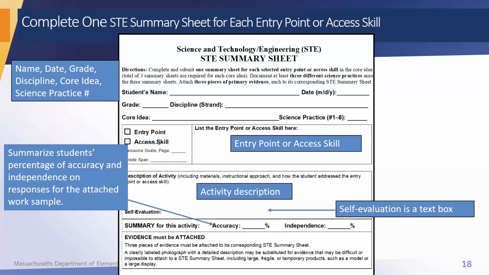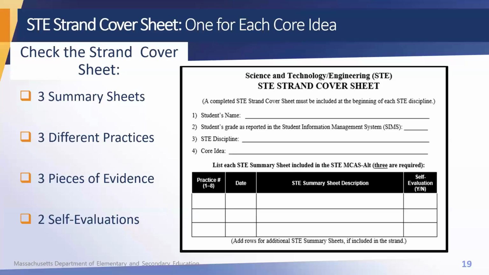So the program will fill this all out for you. The entry point or access skill will be put in for you by the program, and you can't change it. And we're not adding any criteria. Remember our measurable outcome, we added criteria to it. We're not adding any criteria to this. It's going to be the entry point or access skill, just the way it comes out of the resource guide. That's what that looks like, and it's just one summary sheet. And this is a great check for you.